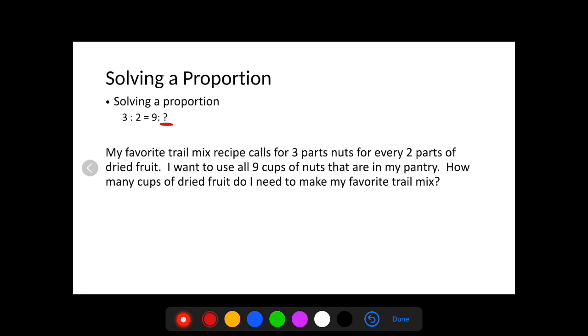There are lots of different ways to solve a proportion, and what we're simply trying to do is figure out what that missing number is. So in this case, my large batch of trail mix would look the same and taste the same as my original recipe.